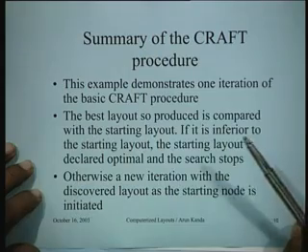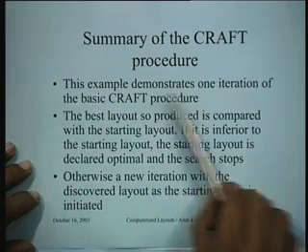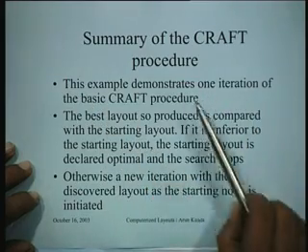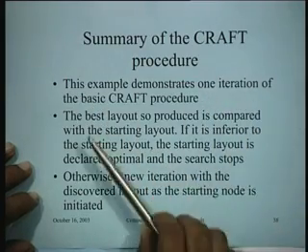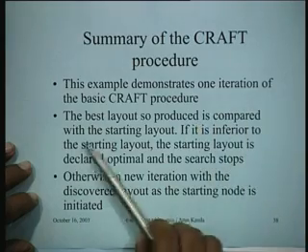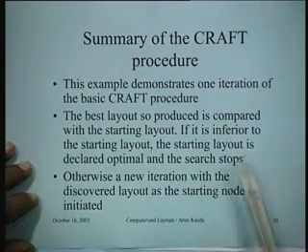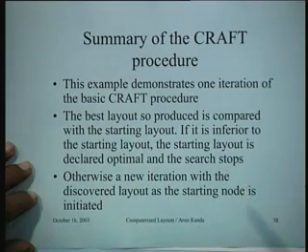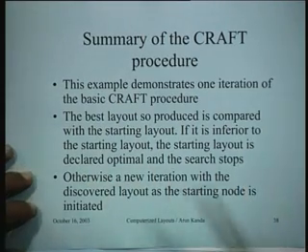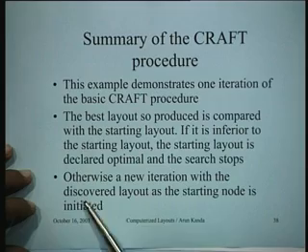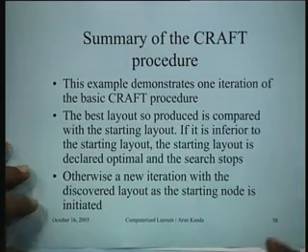Look at the summary of the Craft procedure. This example demonstrates one iteration of the basic Craft procedure. The best layout so produced is compared with the starting layout. If it is inferior to the starting layout, the starting layout is declared optimal and the search stops. So this is the basic logic. Otherwise, a new iteration with the discovered layout as the starting node is initiated. So this cycle goes on as far as the Craft procedure is concerned.